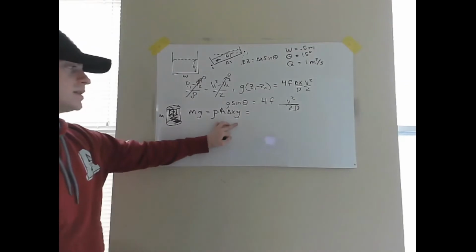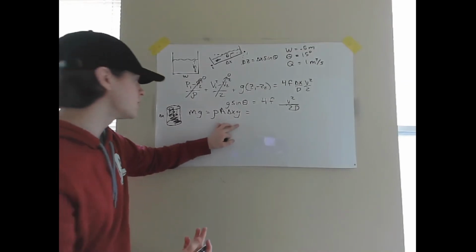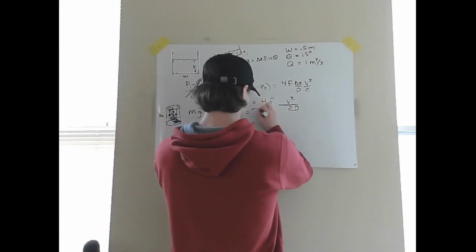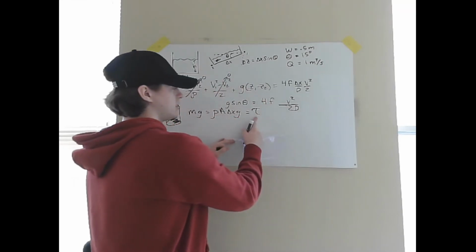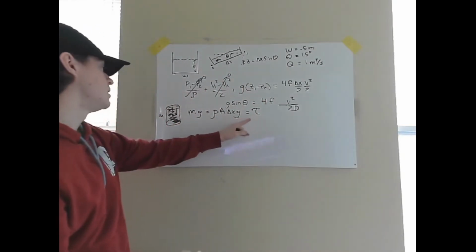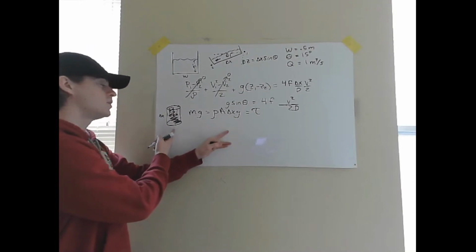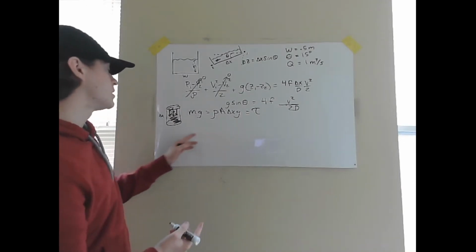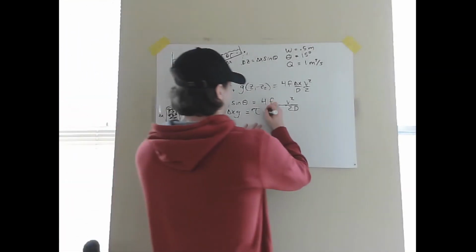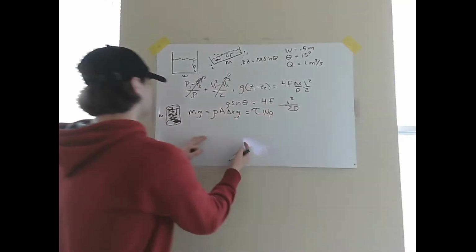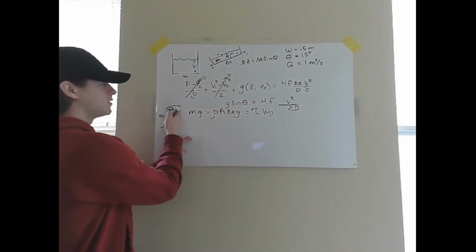And so now, like I said, this is equal to the force caused by the shear stress on the pipe. And so it's going to be the shear stress multiplied by the area that's in contact with the liquid. And so I'm going to go ahead and define something called the wetted perimeter, which in this case, it's just the circumference of our circle.